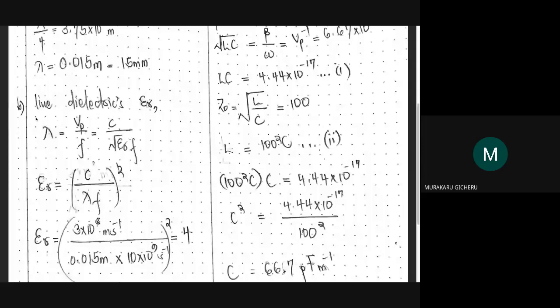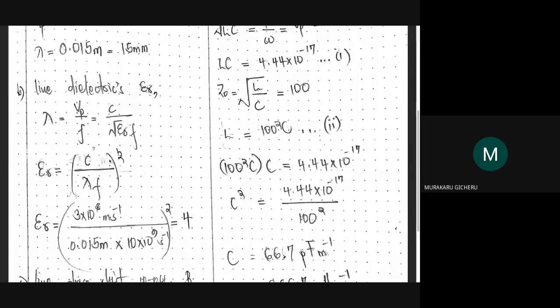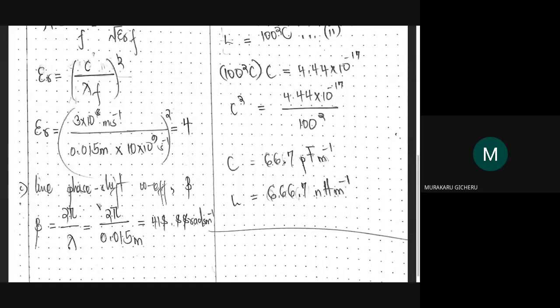So you have lambda equals Vp over f. You have all of this, and when you plug what we've been given into this, you'll get the answer for part B. Part C was also covered yesterday. Beta is equal to 2 pi over lambda, which is 2 pi radians over 0.015 meters. So you get 418.88 radians per meter. It's a lot. But since 2 pi is already in radians and lambda is already in meters, you won't have to divide by the length of the line because it's already in radians per meter.